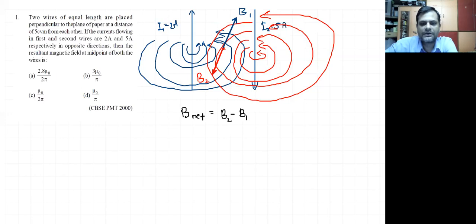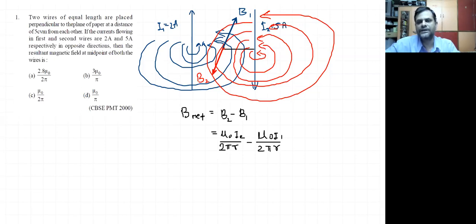See, due to a straight conductor, the magnetic induction is given by the formula mu naught I upon 2 pi R, correct. So I1 will come here and on this side, sorry, I2 will come here, and for B1 we can write mu naught I1 upon 2 pi R, where R is going to be the distance at the point from the conductor.